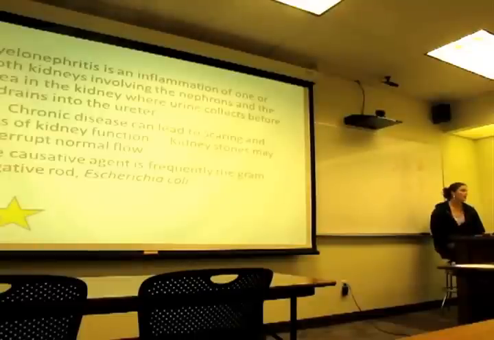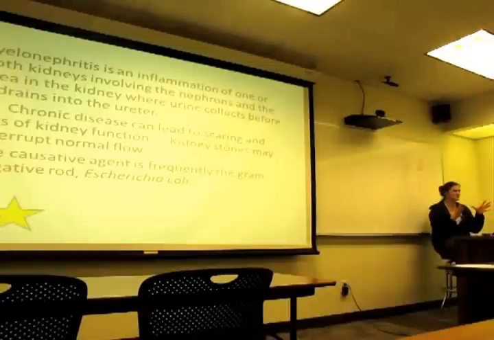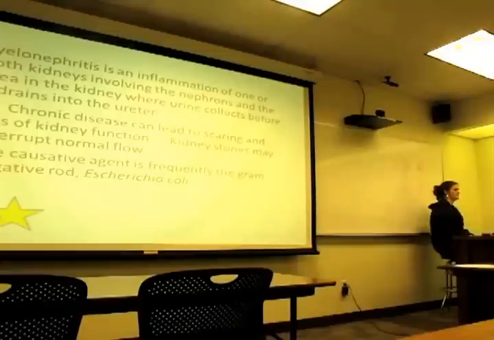Anyway, it can lead to chronic diseases, kidney stones, which obviously are going to interrupt the flow. Do you remember that picture of the kidney with all of the little stones inside of it? Obviously, this is going to lead to scarring or loss of kidney function completely. The causative agent is frequently a gram-negative rod or Escherichia coli. So you were right on that.